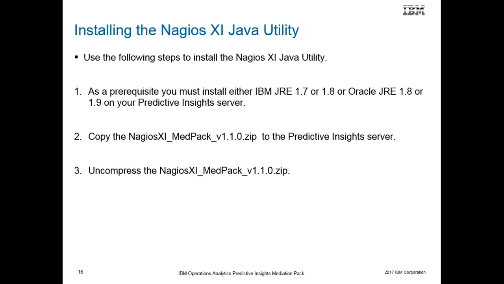This slide shows the steps needed to install the Nagios XI Java utility. Before you can use the Nagios Java utility, you must have installed the Java JRE on your Predictive Insights server where the Java utility will be installed. Note that you can use either IBM or Oracle JRE. The versions are shown on the slide. The first steps to install the Java utility are to download and unpack the Nagios XI mediation pack.